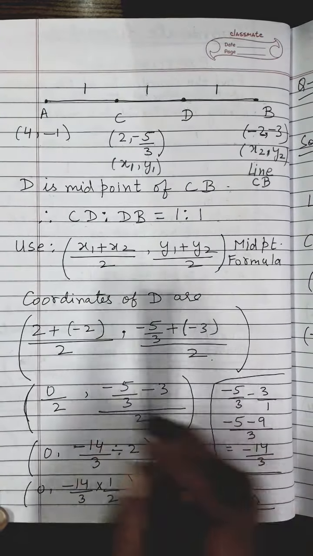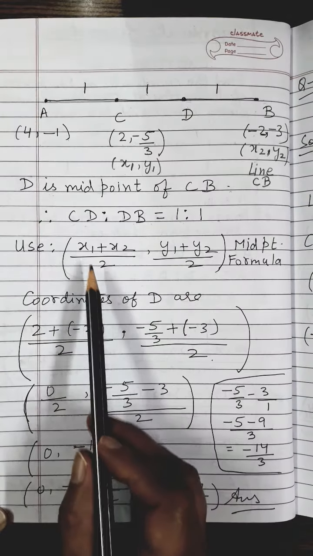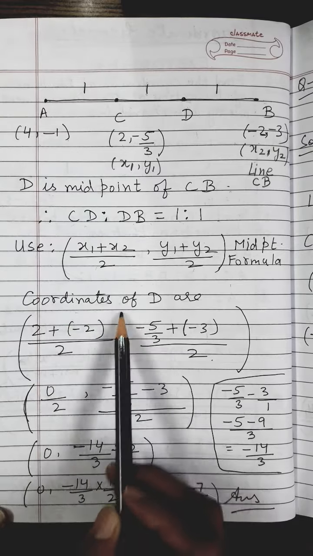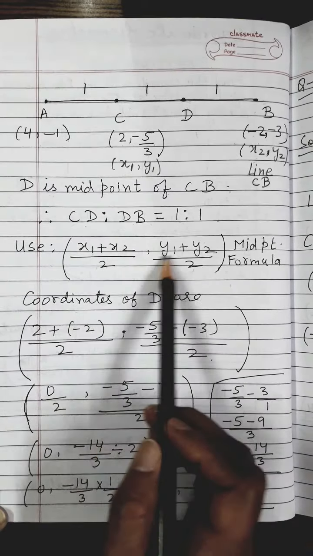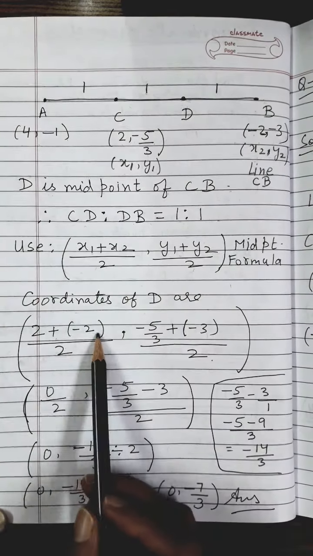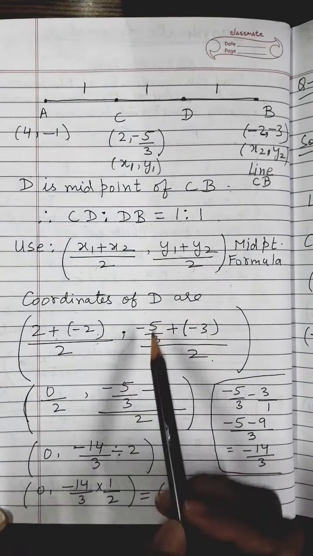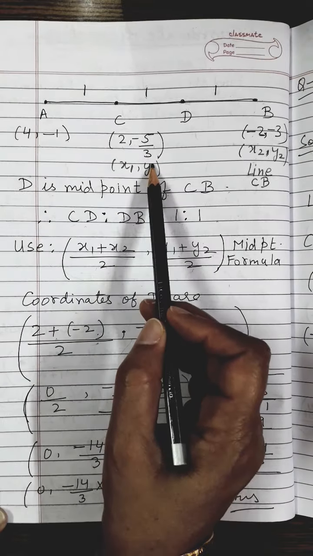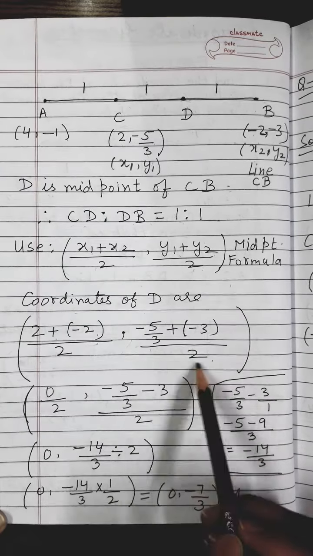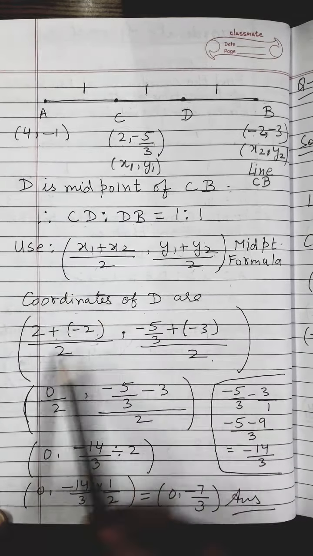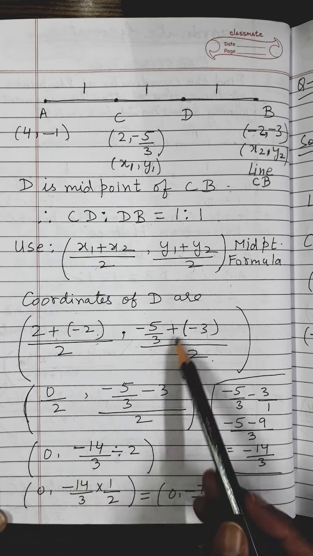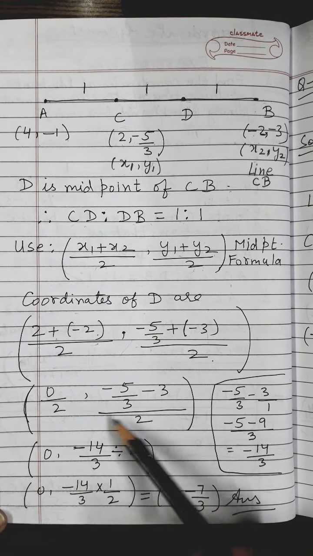So use the midpoint formula for finding the coordinates of D: (x1 plus x2) upon 2, comma, (y1 plus y2) upon 2. So what will be the coordinates of point D? Substitute the values of x1, x2, y1, y2. So I write down x1 plus x2 will be 2 plus -2 divided by 2. Then y1 plus y2 will be -5 upon 3 plus -3, divided by 2. So substitute these values in the formula. Rest is calculation. This gives you 2 minus 2, 0 upon 2, and for y, -5 upon 3, -3 upon 2.